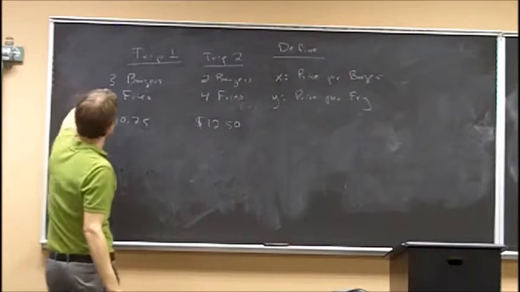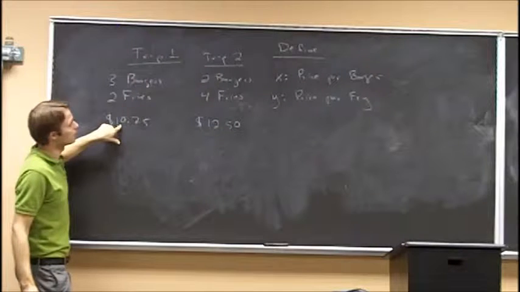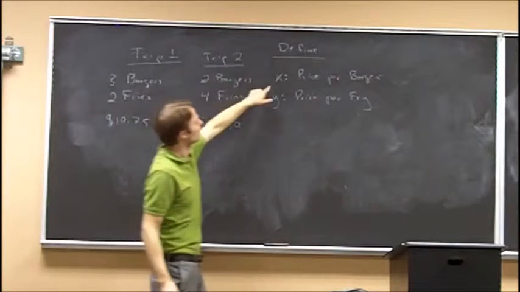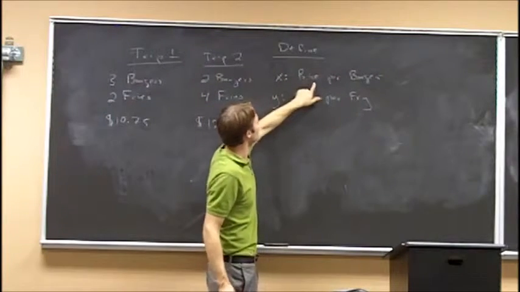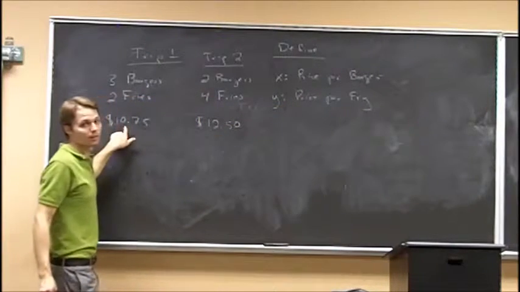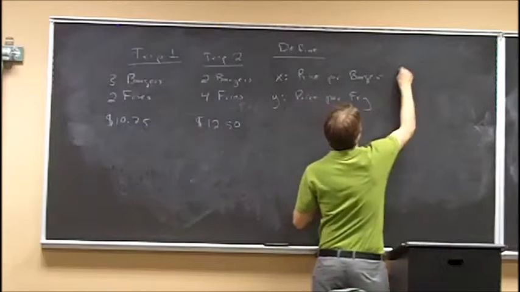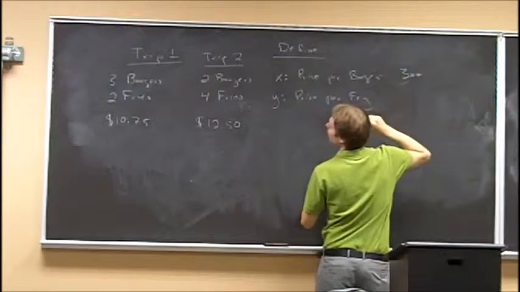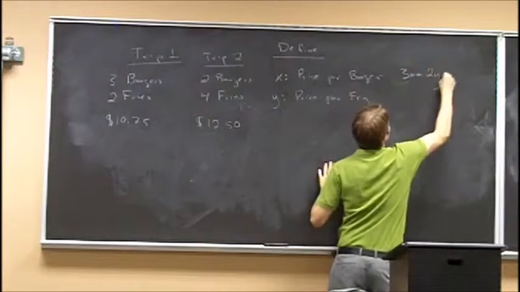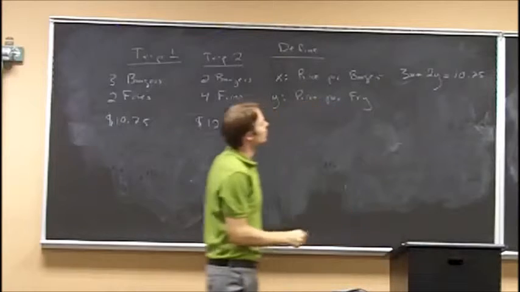Well, we know that if we bought 3 burgers and 2 fries and it added up to $10.75, then we should be able to take 3 times the price of a burger, add that to 2 times the price of a fry, and it should equal 10.75. So that gives us our first equation: 3 times x plus 2 times y is equal to 10.75.